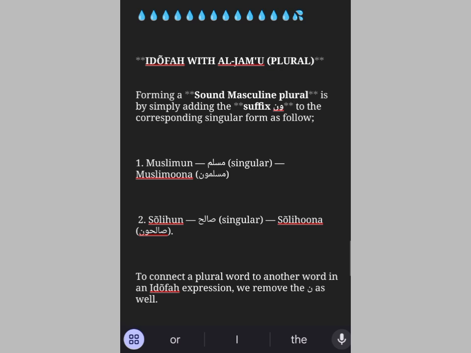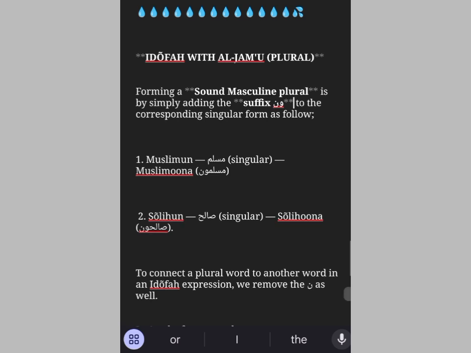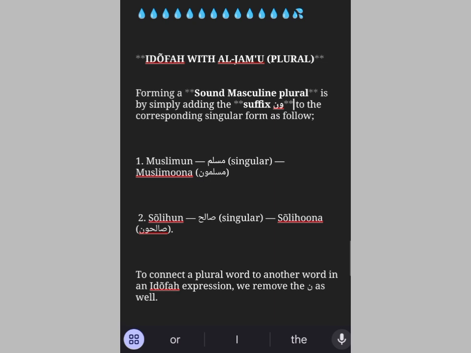So, for example, teacher, mudarris, is taken from darrasa. So you say mudarrisun. Muslim is taken from aslama. You say muslimun. Mu'min, mu'minun. Katib, katibun, or kutab. So some of these can also be formed using a broken plural.